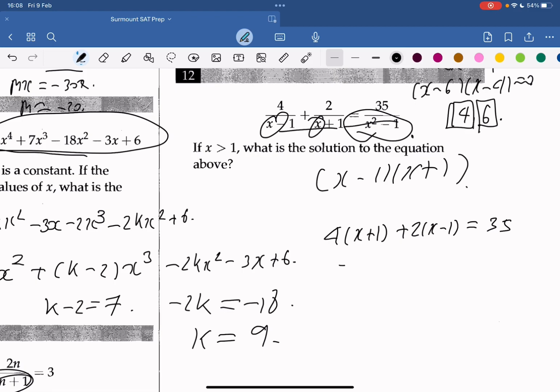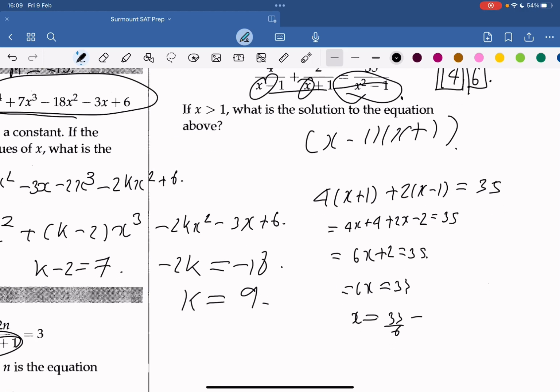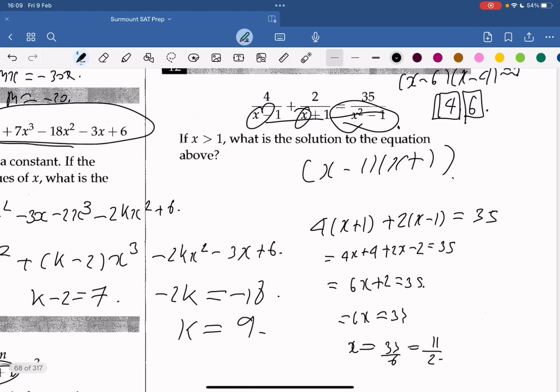And then we can expand. We get 4x plus 4 plus 2x minus 2 is equal to 35. And then we get 6x plus 2 is equal to 35. And 6x is 33. So x is equal to 33 over 6. We can further simplify this as 11 over 2. So that's the answer for question 12.